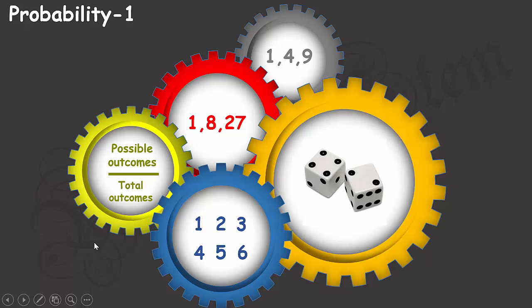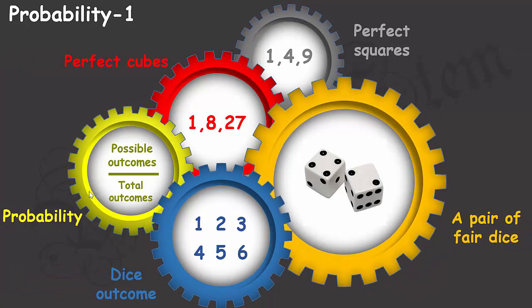I'll be solving a problem that will take you through probability, okay? And in this problem, it has three segments. Each of the segments will be using the definition of probability, which is the ratio of the possible outcomes to the total outcomes. And the problem involves a pair of fair dice.